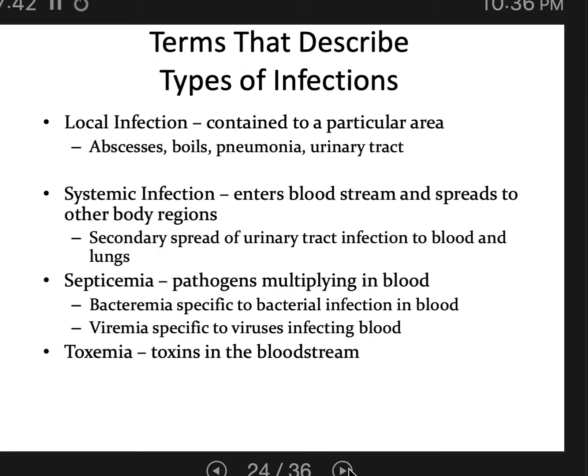All right, terms that describe types of infections. So we have local infections. These are infections that are contained to a particular area. You might have an abscess in your skin. That's a local infection, or a boil on your skin. It's localized, right? It's one part of your body.